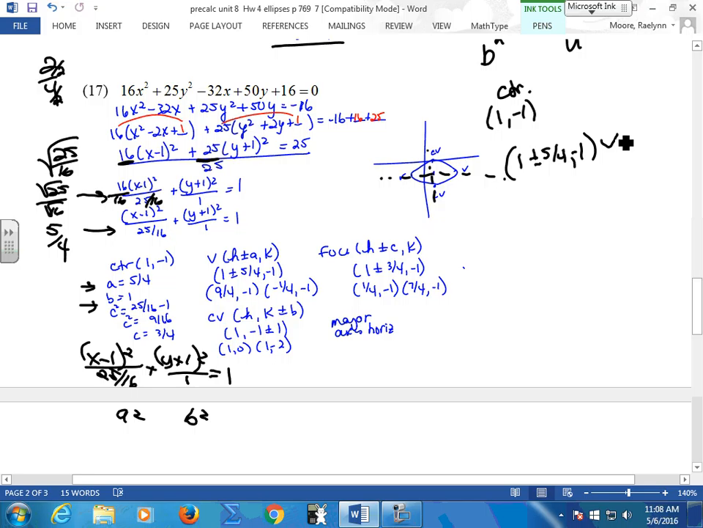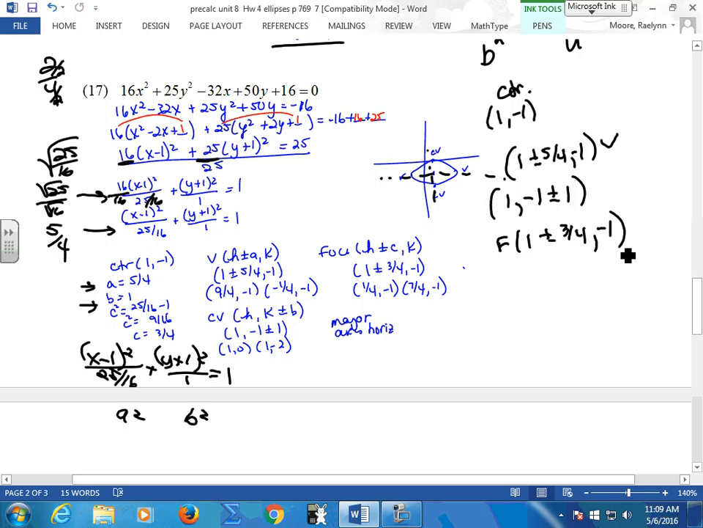I'm going to figure this out at the end. But isn't that what I have to do? Add and subtract 5/4? My co-vertices says I have to change the y. So 1 comma negative 1 plus or minus 1. Okay? My foci are on my x. So again, I'm changing the x. So my foci are at 1 plus or minus 3/4 comma negative 1.